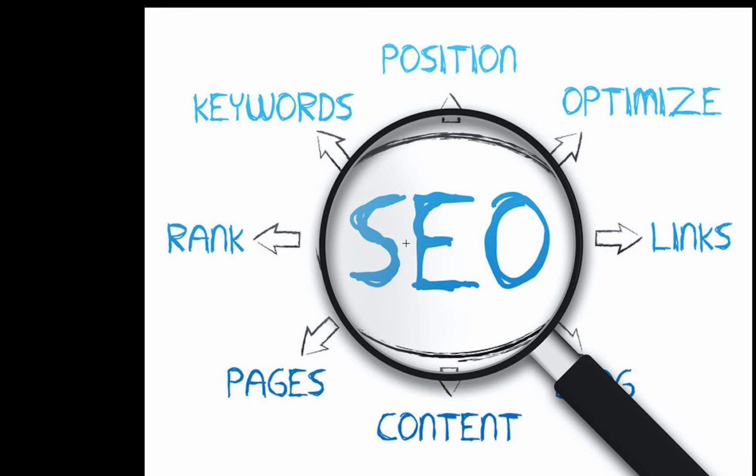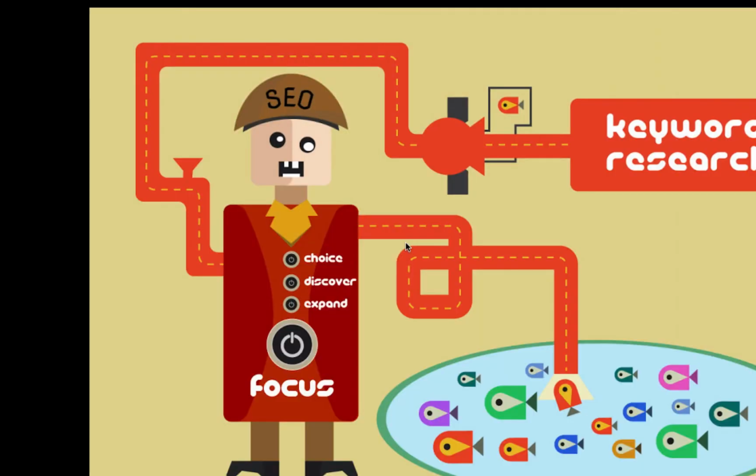Search engine optimization (SEO) is the practice of increasing the quantity and the quality of traffic to your website through organic search engine results. It consists of many basics, and SEO keyword research is the main and first one among them.